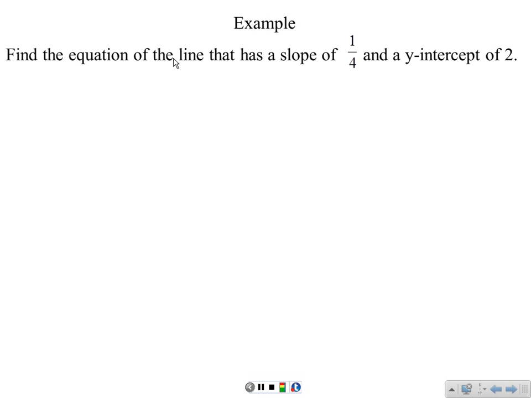So, find the equation of a line that has a slope of 1/4 and a y-intercept of 2. And we are going to put this in standard form because we just talked about this. Well, notice you're given the slope and you're given the y-intercept, which is b. So I can actually use slope-intercept form: y equals 1/4 x plus 2. That's your slope-intercept form. So if I asked you to write it in slope-intercept form, you could stop here.